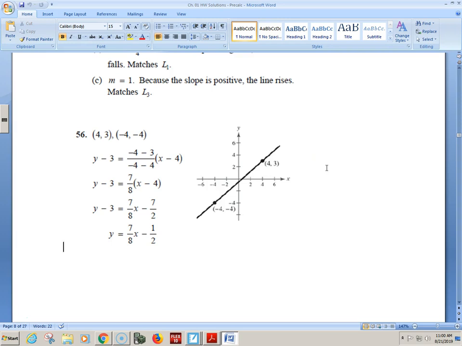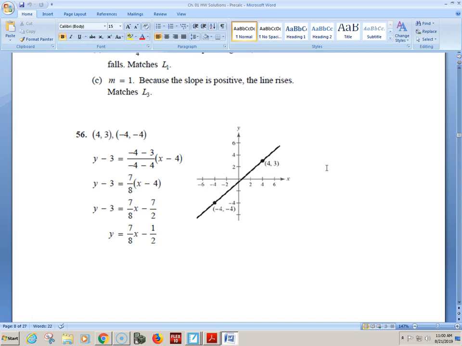56. Did it matter what point went into point slope form? Ooh, we did not have a confident answer on that. Did it matter which point they put into point slope form? No. I don't know. Because it would have been y plus 4 and x plus 4.